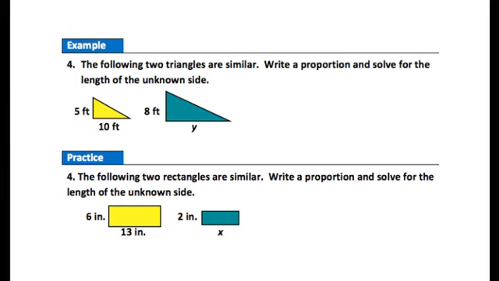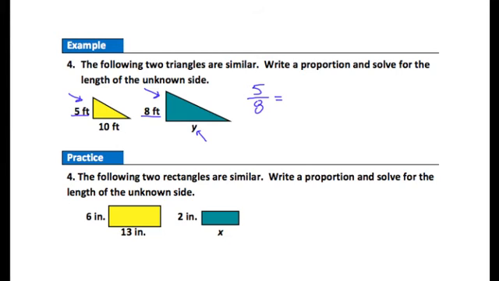Now let's take a look at an example that will help you understand how to use a proportion to solve for a missing or unknown side in similar figures. Example 4. The following two triangles are similar. Write a proportion and solve for the length of the unknown side. Okay, so they've told us that the smaller triangle and the bigger triangle here are similar figures. And you'll notice we're given the corresponding sides 5 and 8, so I could say 5 is to 8. There's my given ratio. And now I could use that to solve for this unknown side y.